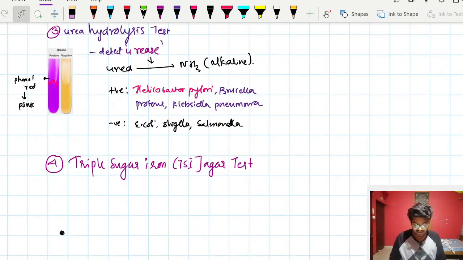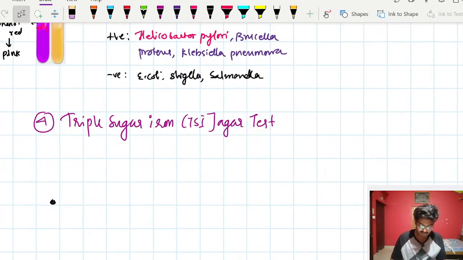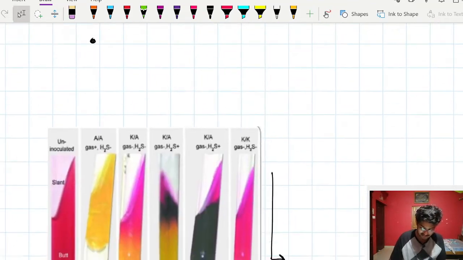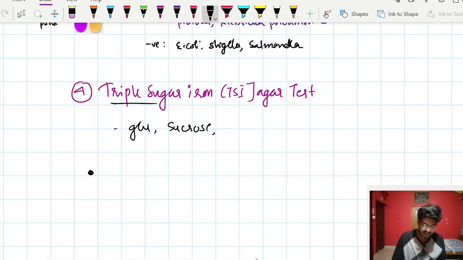In triple sugar iron test, we can detect mainly three things: whether it can produce gas, whether it can produce H2S, and whether it can produce acid, that is, whether it can produce fermentation. So let us discuss the triple sugar iron test in detail. The name itself indicates there are three sugars: glucose, sucrose, and lactose, in the ratio of 1:10:10.